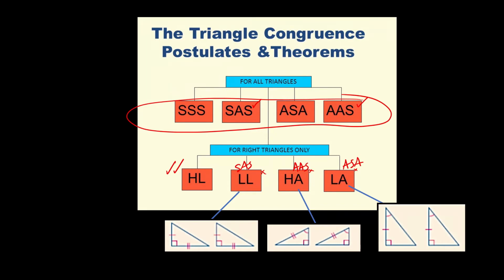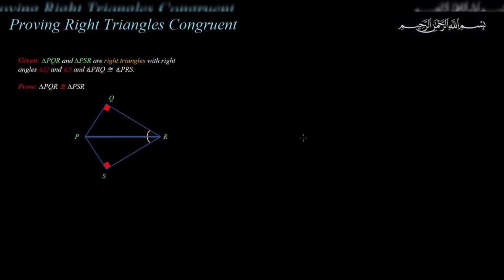Okay, now we shall use these theorems to do some example questions. So here's your first example, and it's a proof that you're supposed to do. Here's the given information. Given triangle PQR, that's this triangle, and triangle PSR, that's this triangle. Triangle PQR and triangle PSR are right triangles with right angles, angle Q and angle S. So those are right angles, they're given.